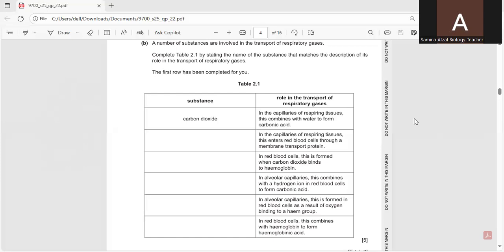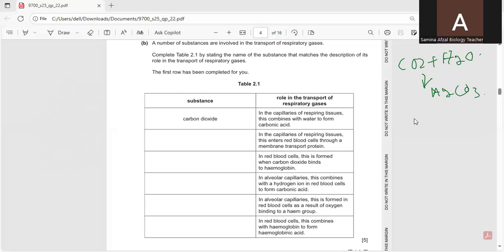First of all, I would go with the first, which they have already given us, that is carbon dioxide. Carbon dioxide in the capillaries of respiring tissues combines with water to form carbonic acid. Yes, it is true. Carbon dioxide plus water forms H2CO3. Carbonic acid is formed as a result of it.